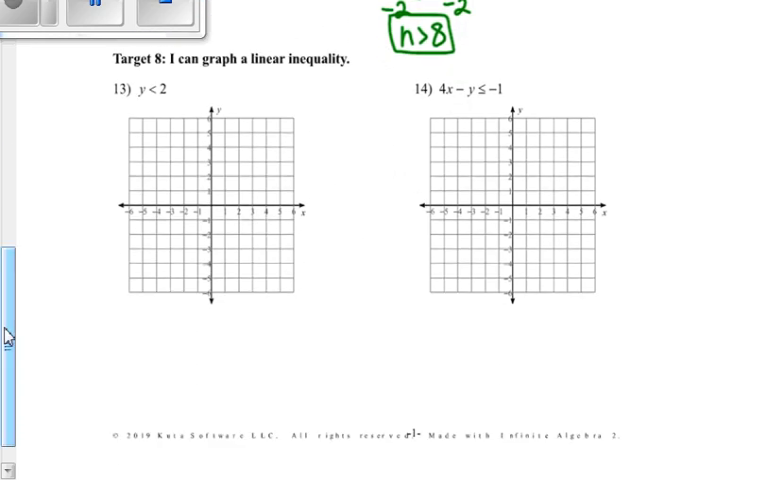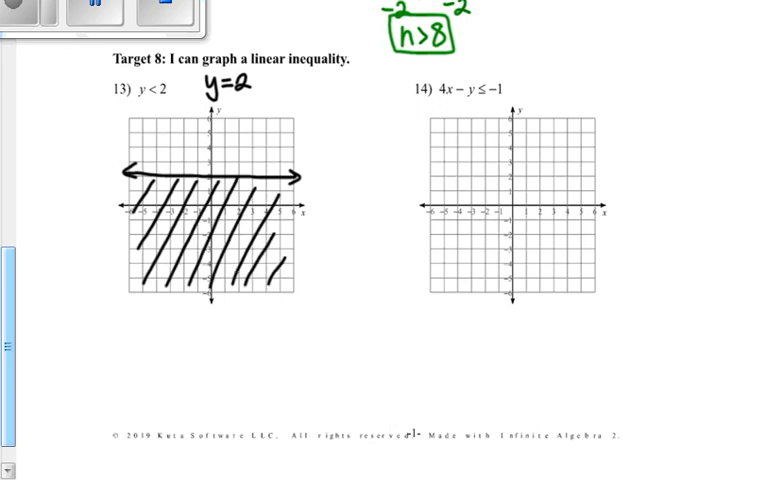Graphing linear inequalities. So we have y is less than 2. So the equation y equals 2 would be a horizontal line at 2. And since it says y is less than, we're going to shade below. If you wanted to use a test point, such as (0, 0), you would just plug in the test point for y since we don't have an x, and 0 is less than 2, so you would shade below like I did.